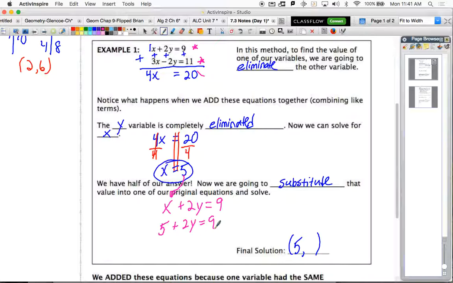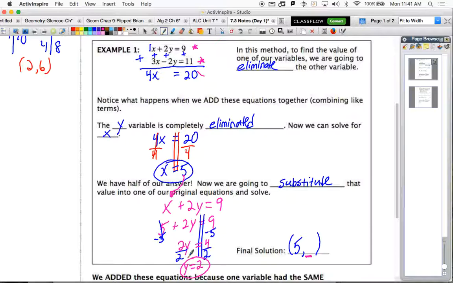And remember, we're trying to find the y value over here, so we're solving for y. Hopefully you're looking at this and saying, okay, I'm going to get y by itself, so what we're going to do is undo the positive 5 by subtracting it from both sides. And that leaves us with 2y equals 4. Then we can undo the multiplication, 2 times y, by dividing both sides by 2. And we end up with y is equal to 2.